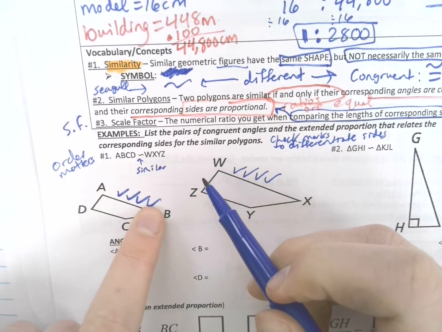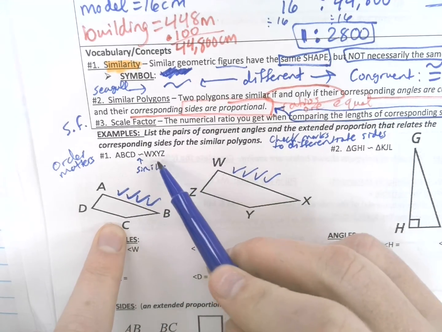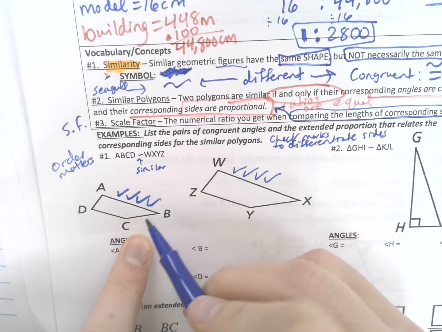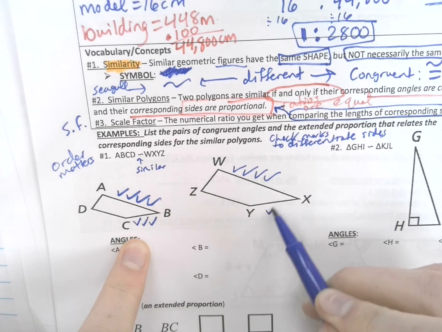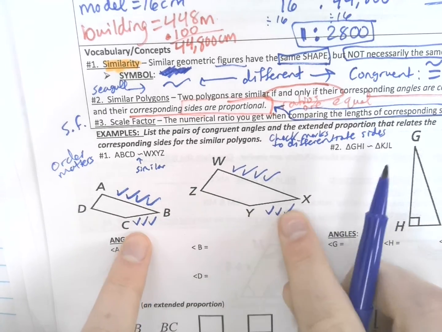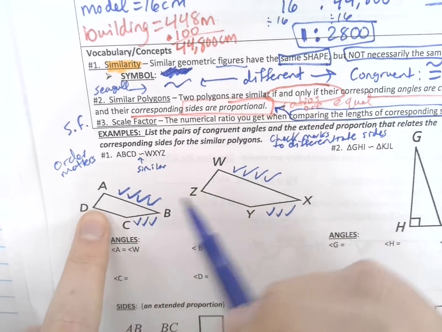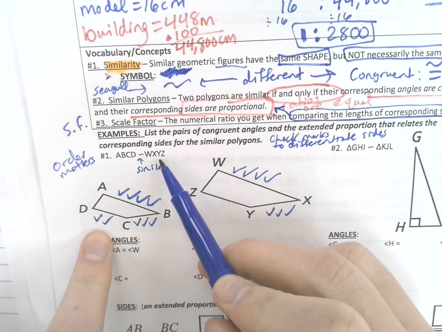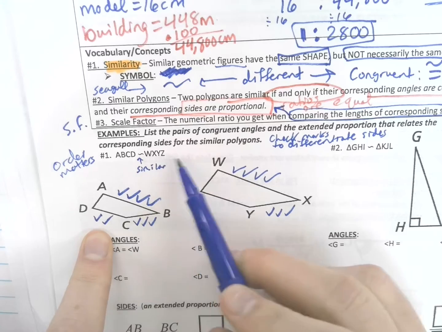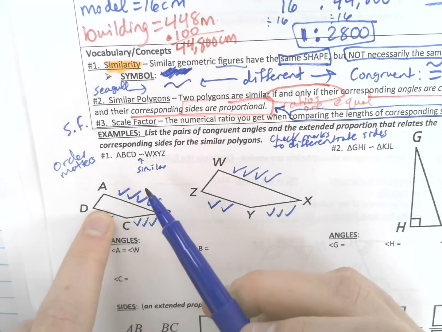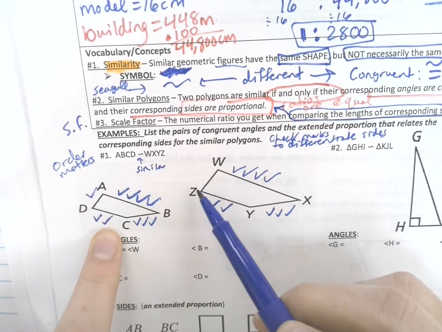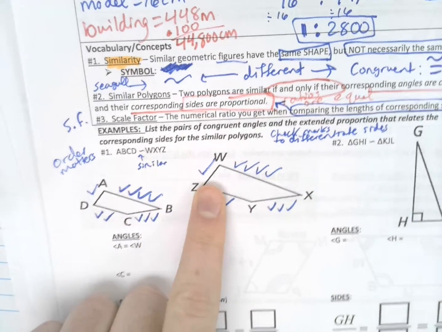Then from B to C compares to X to Y. So I'm going to put 3 check marks there. These two sides are proportional. They're similar to each other. Then from C to D, 2 check marks, as compared to Y to Z. And then finally D back to A as compared to Z back to W.